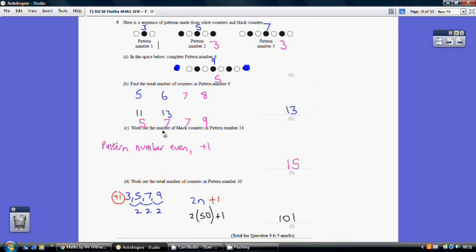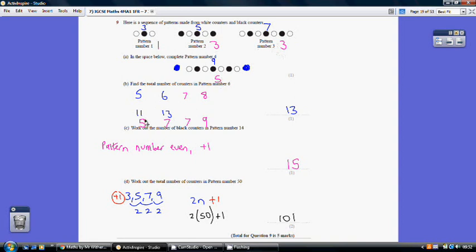Now work out the number of black counters in pattern number 14. So again, we need to try and establish the relationship between the pattern number and the number of black counters. So pattern number 1 has got one black counter. Pattern number 2 has got 3 black counters, and pattern number 3 has also got 3 black counters. Then the next pattern's got 5 black counters, and the next one has 5.